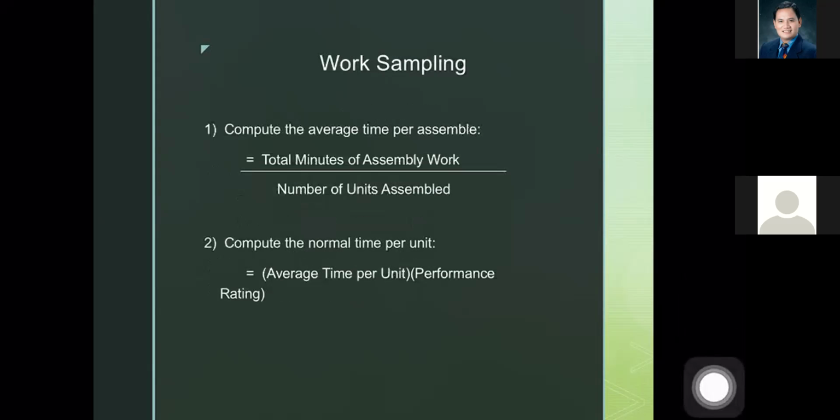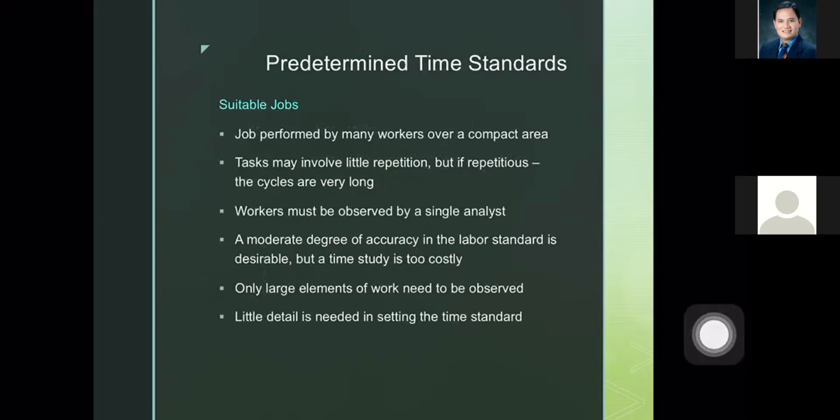So another technique of work measurement is work sampling. Work sampling is a method in which a large number of instantaneous observations are made at random time intervals over a period of time or group of machines. To compute the average time per assembly, it is computed as total minutes of assembly work over number of units assembled. To compute the normal time per unit, it is average time per unit multiplied by performance rating. So we will now proceed with predetermined time standards.